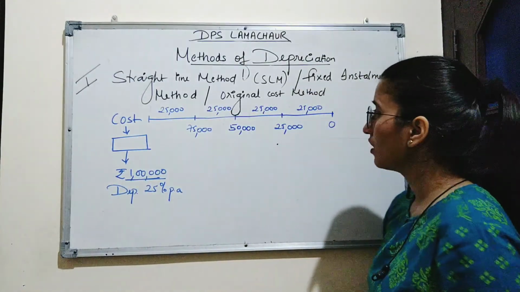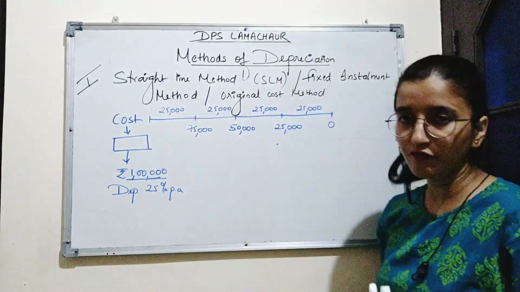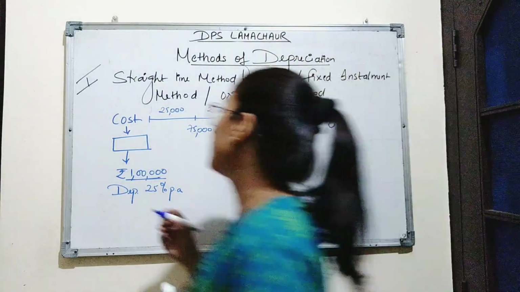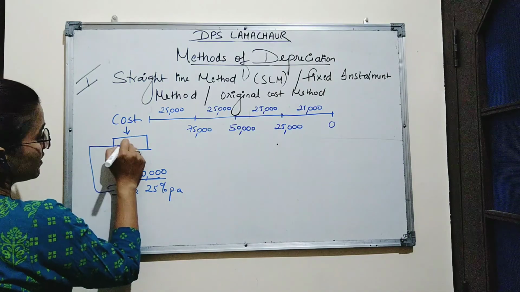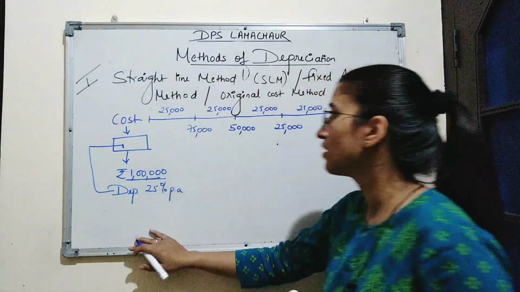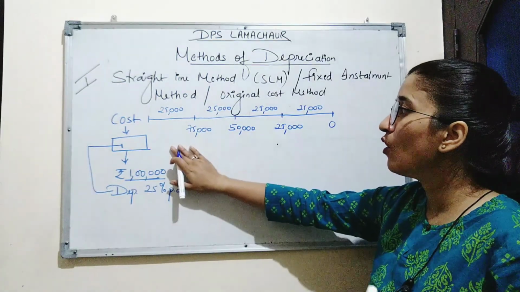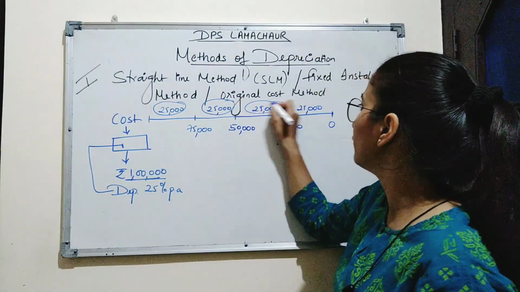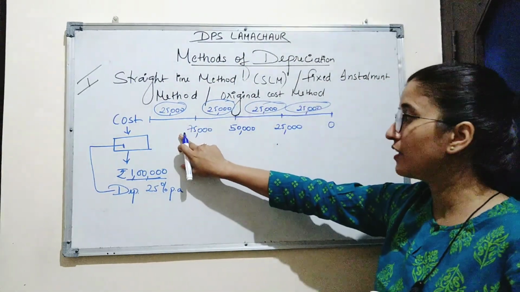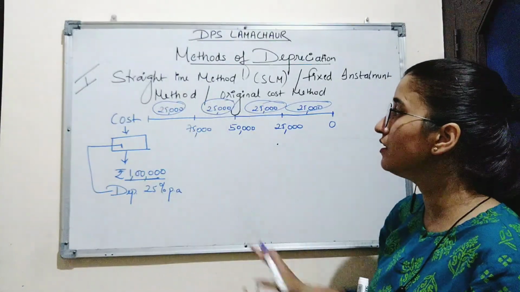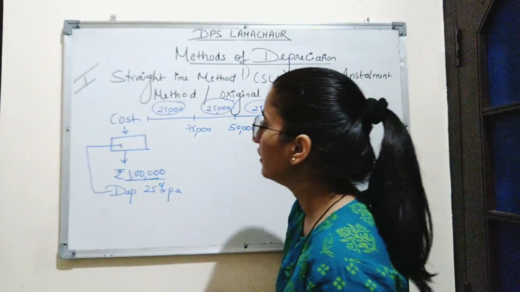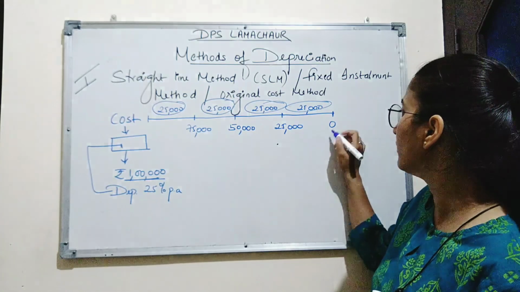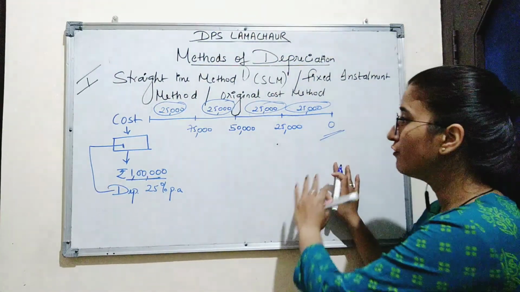Now at the end of fourth year, the value of asset remaining will be 25,000 minus 25,000, that is 0. So here all the 3 points are verified, as the depreciation amount is calculated every year on original cost. Second point is the value of depreciation amount remains constant. See, the depreciation amount for all the 4 years is 25,000. That means the depreciation amount is constant in original cost method. And the third point was the value of asset becomes 0 at the end. So here the value of asset is 0 at the end of fourth year.